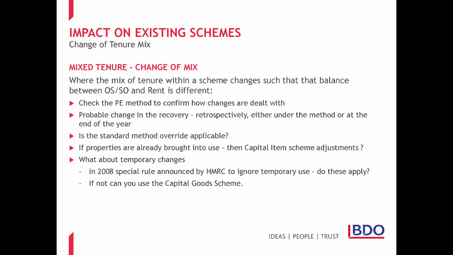If you're on the standard method, you might have to consider the standard method override. That's quite a complicated provision, and I don't really have time to go into it now, but it's worth looking at, and it ties in whether the actual use is going to be significantly different to the intended use. If your property is already brought into use, so say you have a block of flats with 100 units and you've sold one of those units, then it's possible that the adjustment will be under the capital goods scheme. And that means that you're going to be making adjustments every year for a period of 10 years.